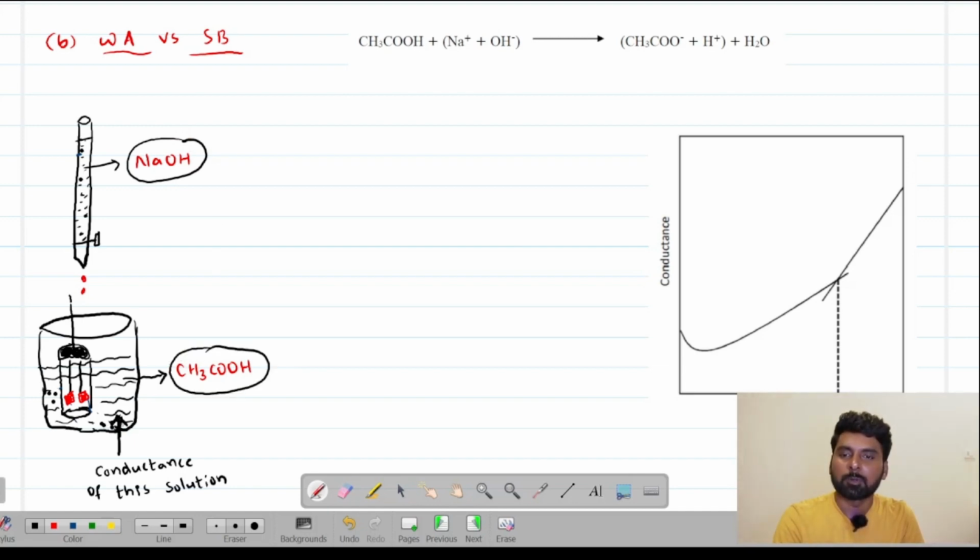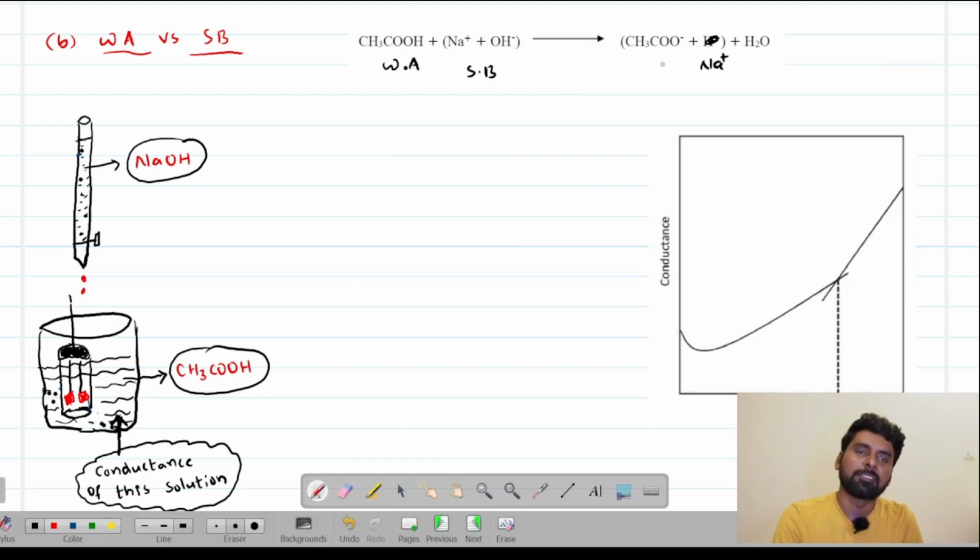Okay. So which solution's conductance are you measuring during the titration? The solution which is present in the beaker. For that only you are doing the measurement. Now see that this is the weak acid, and this is the strong base. Both of them are reacting. What is forming here? CH3COO minus Na plus, sodium acetate will form. Sodium acetate, when compared to acetic acid, is a strong electrolyte, no doubt. It's not a weak electrolyte.